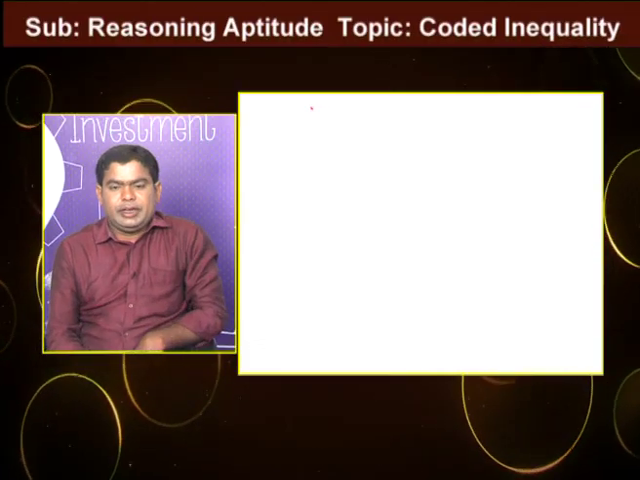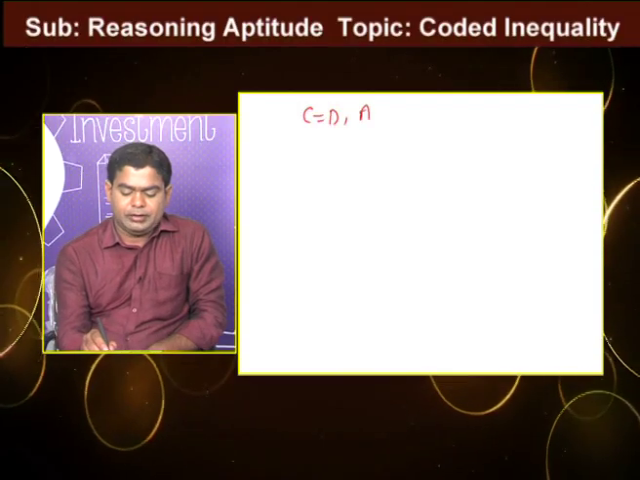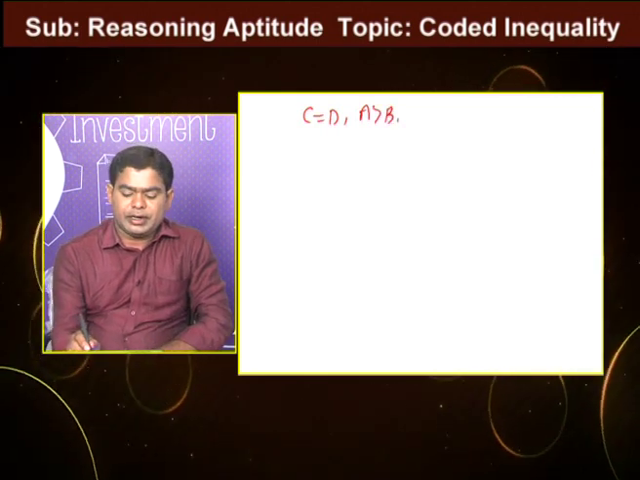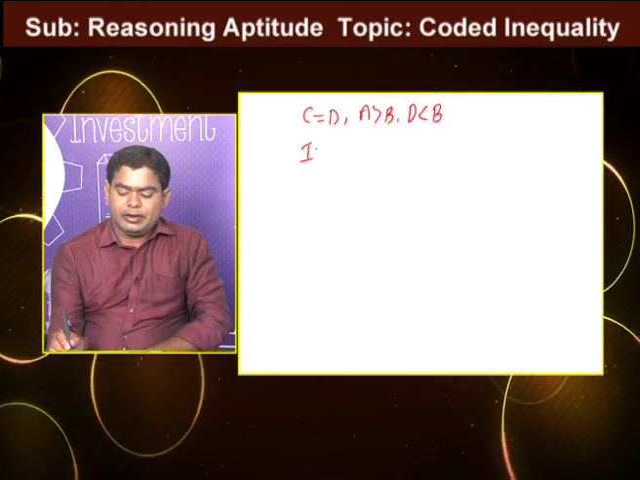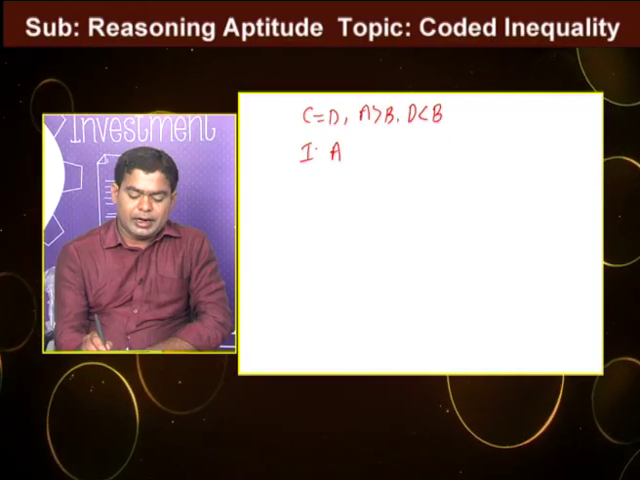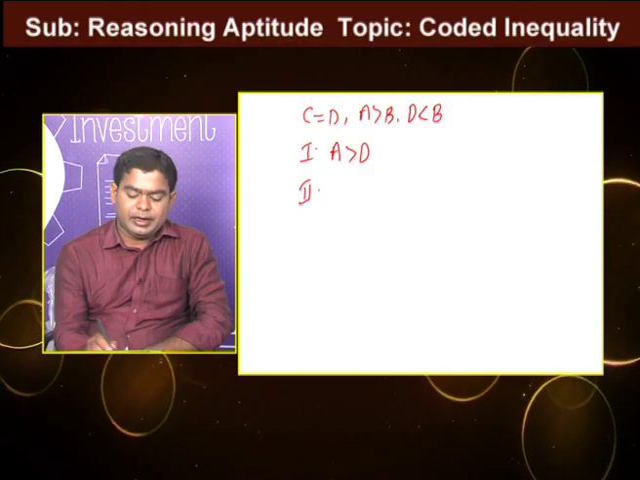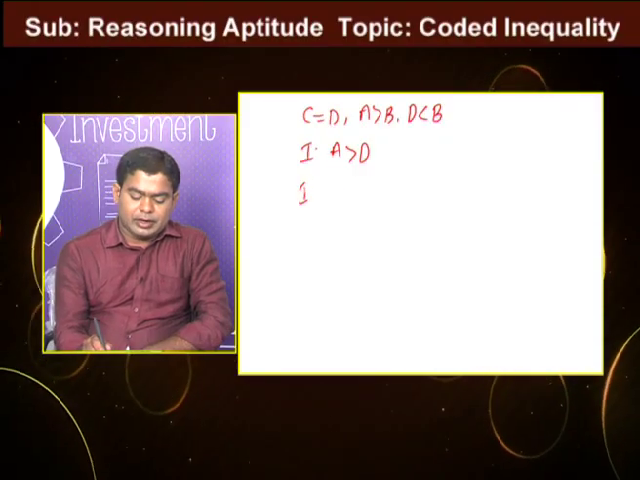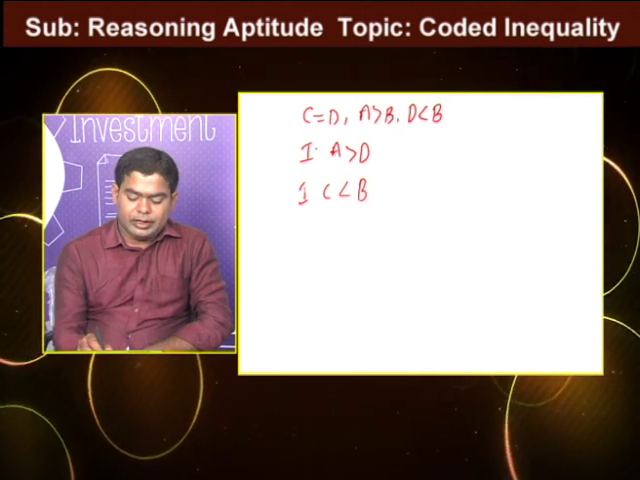Sixth question: C = D, equal means equal. A @ B, in our question @ is denoted greater than, A greater than B. And D $ B, in our question $ is denoted less than, D less than B. This is the statement. Then we go to the conclusions. Conclusion 1 is A @ D, that is A greater than D. Conclusion 2 is C $ B, that is C less than B.